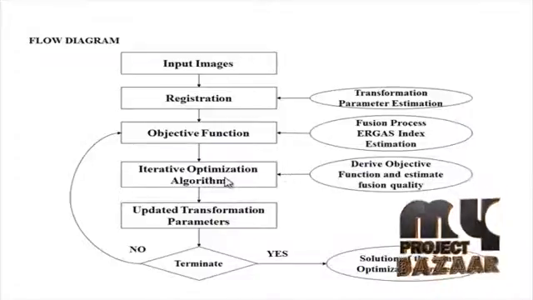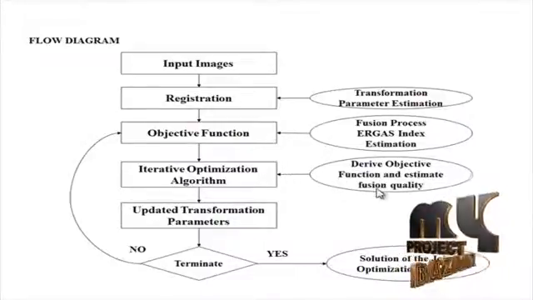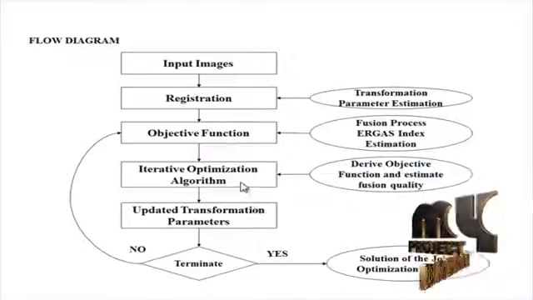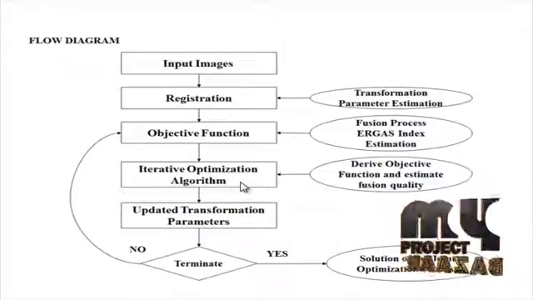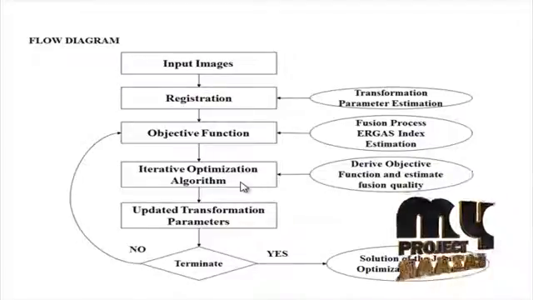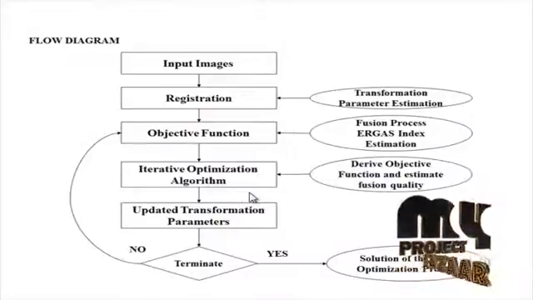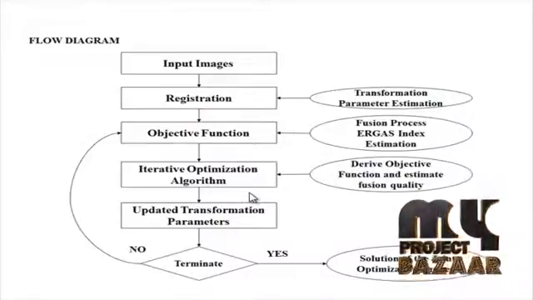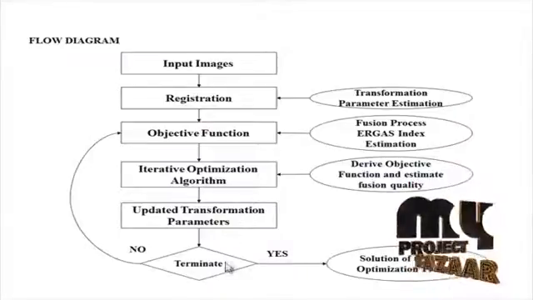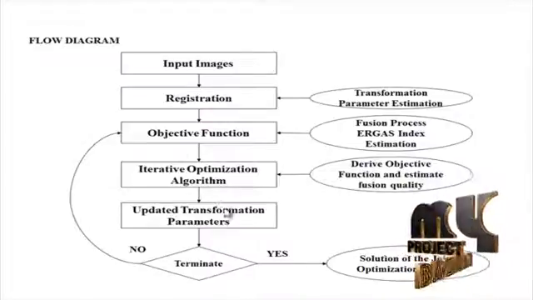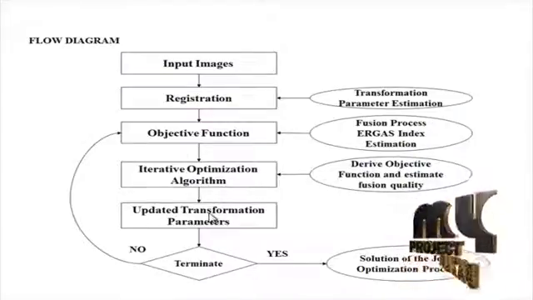Next, in the iterative optimization algorithm, derive the objective function and estimate the fusion quality by iteratively updating the transformation parameters. It is a technique for minimizing an objective function in a multi-dimensional space. First, construct the initial simplex by separating the initial parameter vector along 6 parameter axes based on the affine transformation. The objective function value is calculated for every point in the simplex. According to the function values, the method iteratively determines a new simplex based on the moment, reflection, expansion and contraction steps.